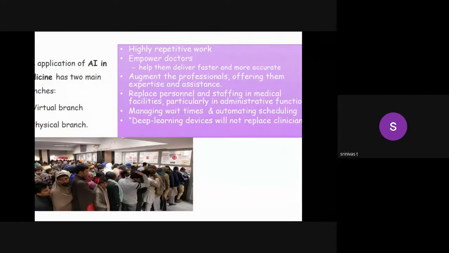So if you see some applications in this virtual branch and physical branch, there is highly repetitive work, and empower doctors. The objectives are to reduce highly repetitive work and empower doctors, augment the professionals, offering them expertise and assistance, and replace personnel and staffing in medical facilities, particularly in administrative functions. So those in the medical staff can be replaced with these AI techniques. Managing wait times and automating scheduling. Deep learning devices will not be replaced by clinicians. So that's one of the constraints.